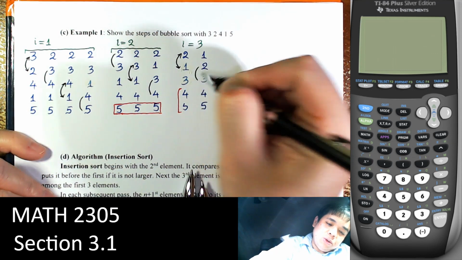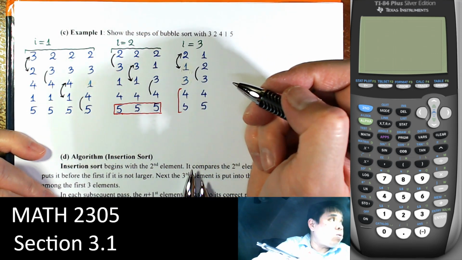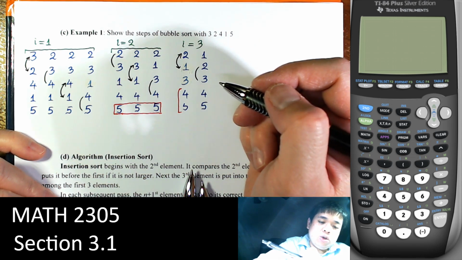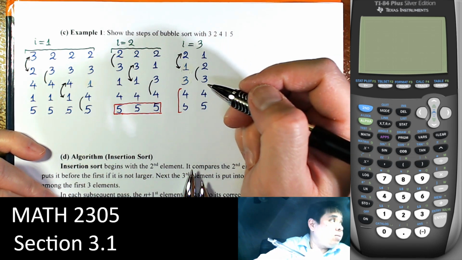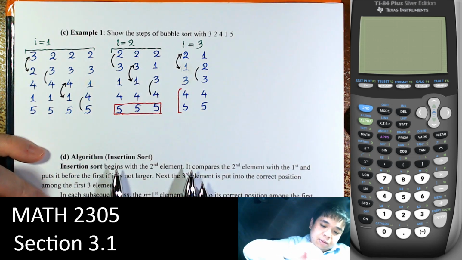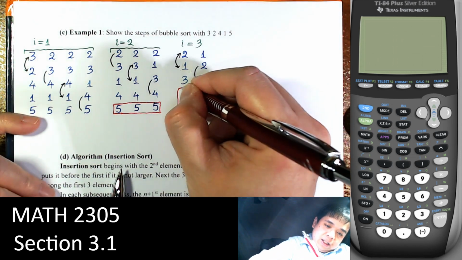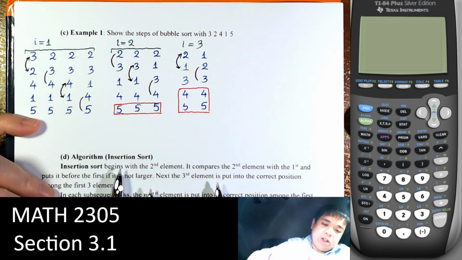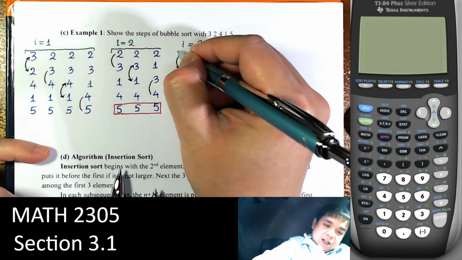Now this 2. Right, so that's good. We don't need to check anything there. And that's it. We keep this 2. Yeah, no need to change there. So that is I equal to 3.